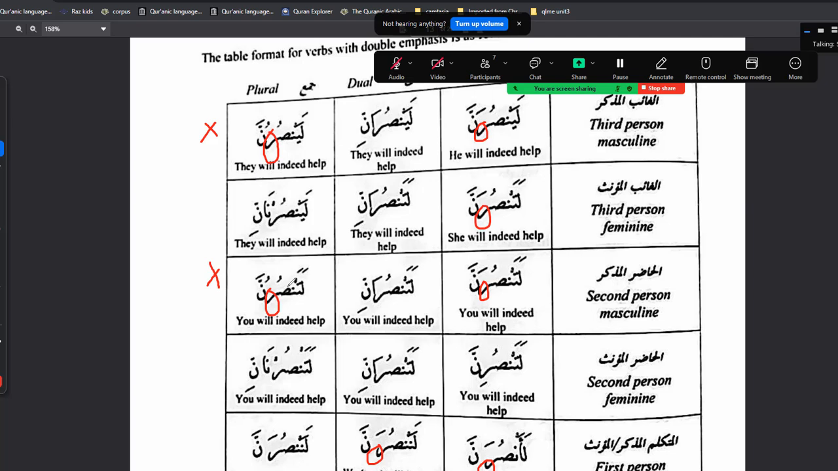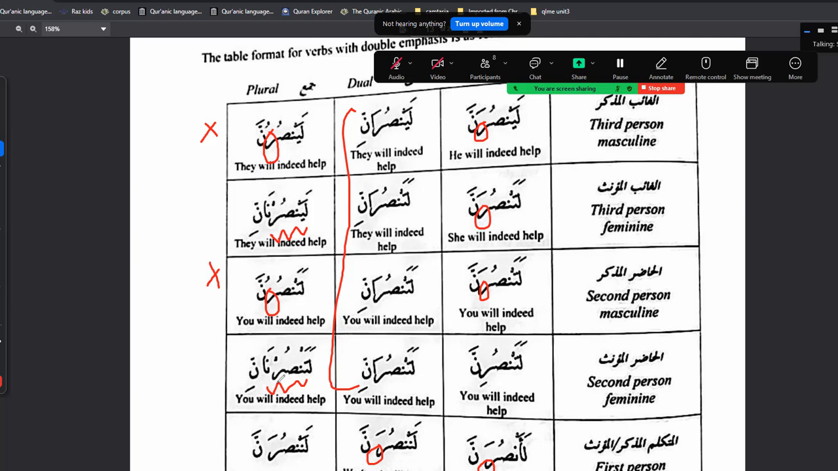La yansurunna, la tansurunna. And all forms of dual end with ani. If you look here, la yansurani, la tansurani. All forms of dual will have ani at the end. La yansurani, la tansurani, la tansurani. The third and the second person feminine plurals end with nani, right? This one, la yansur nani, la tansur nani. It has nani at the end.